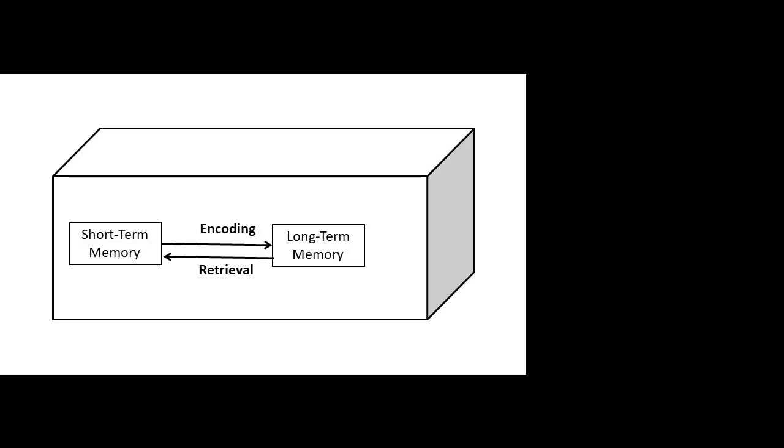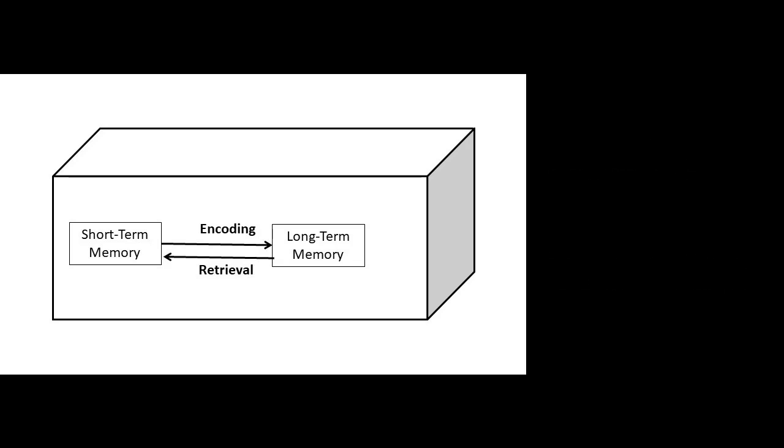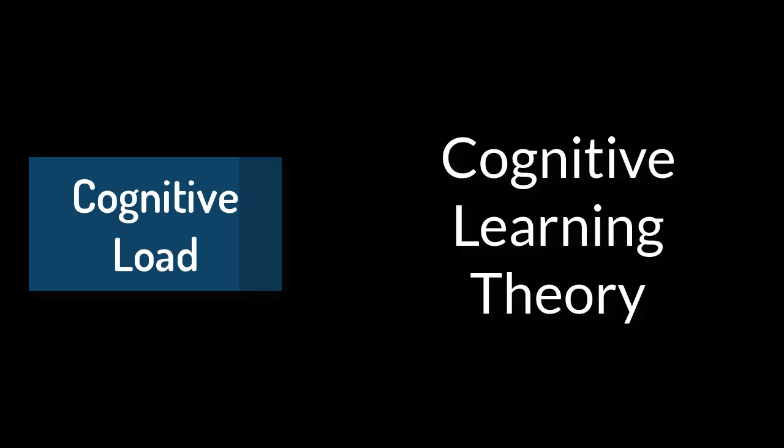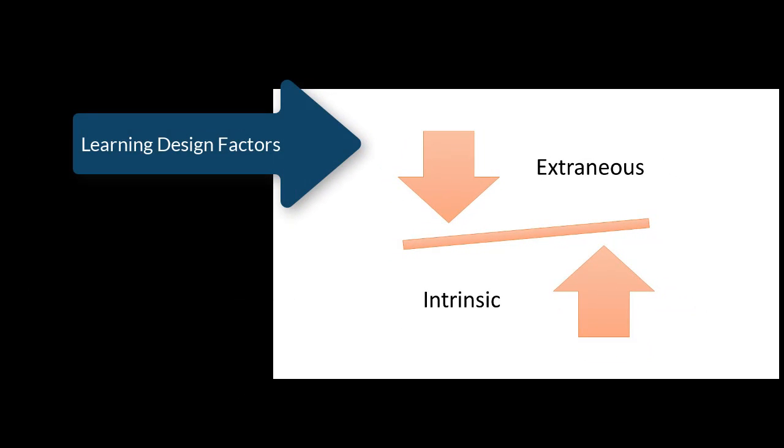Long-term memory has two essential components that work together. It has a lot of capacity, though probably not limitless, and it lasts for a long time. Your readings for this module also expand on the idea of cognitive load, which is an important factor in cognitive learning theory. Clark, as well as Paas, Renkl, and Sweller, discuss the interplay between intrinsic cognitive load, which is the mental work that is built into any learning task, and extraneous cognitive load, the cognitive demand created by the design of the learning task itself.